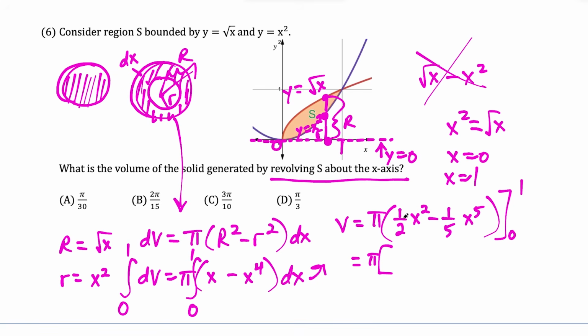Okay, so now we just use the fundamental theorem of calculus, and we're going to plug in. We're going to have 1/2 times 1 minus 1/5 times 1. So that's just going to give us a half minus a fifth, and then we have minus, we plug in 0, and we're just going to be subtracting 0. Both of those are going to wipe out. And now we just have to simplify here.